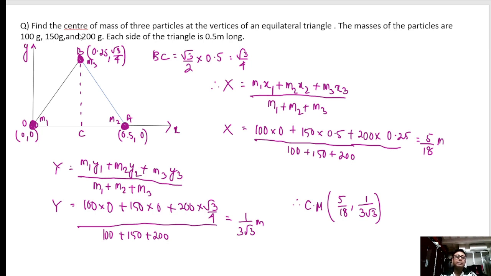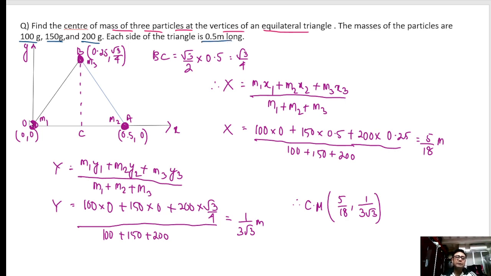This sum is about center of mass. Find the center of mass of three particles at the vertices of an equilateral triangle. There are three particles whose masses are given to us as 100 grams, 150 grams, 200 grams, and the side of the equilateral triangle is 0.5 meters.